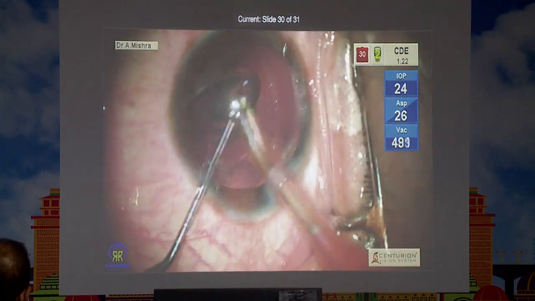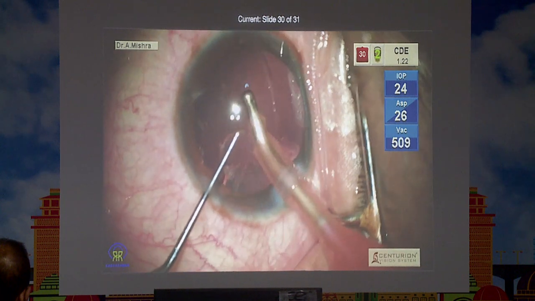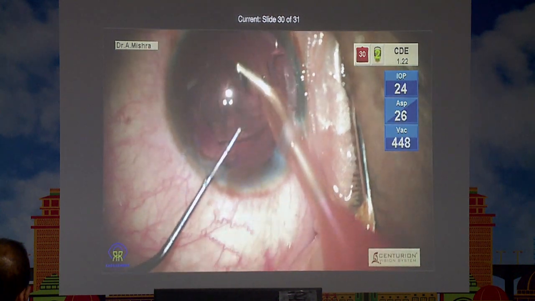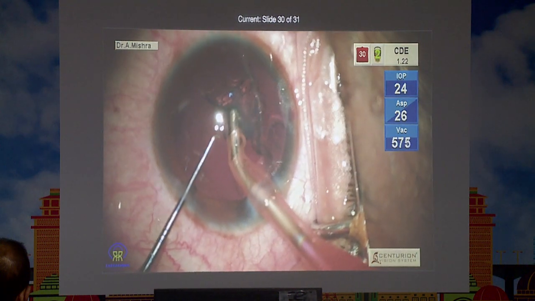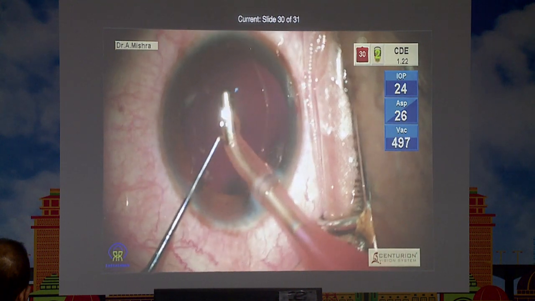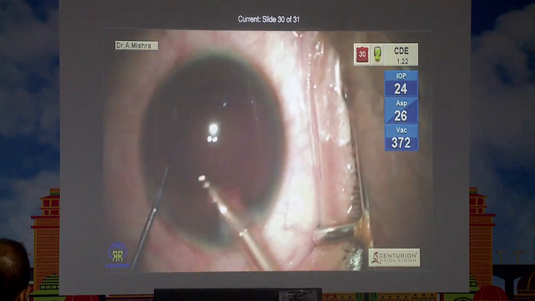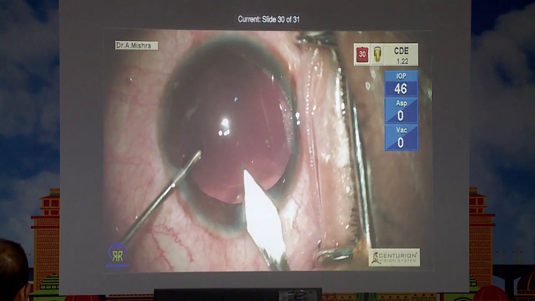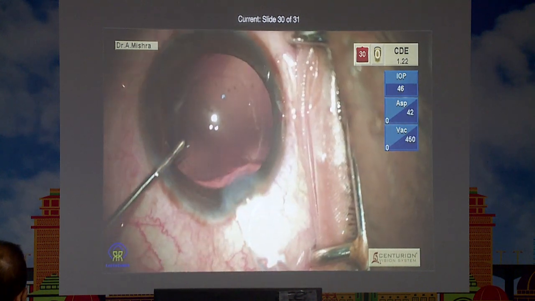The cortex is being removed as fluid further depletes, but the IOP stays at 24. So even now we are not using much fluid. So the cortex management is over. We are still left with 30 or 20 milliliters of fluid at the most. And then we expand the section under cover of BSS.